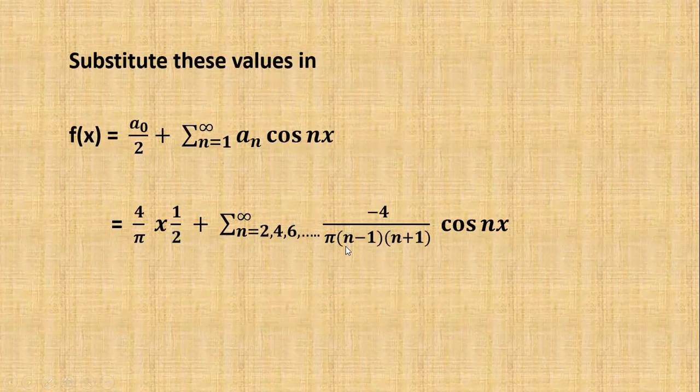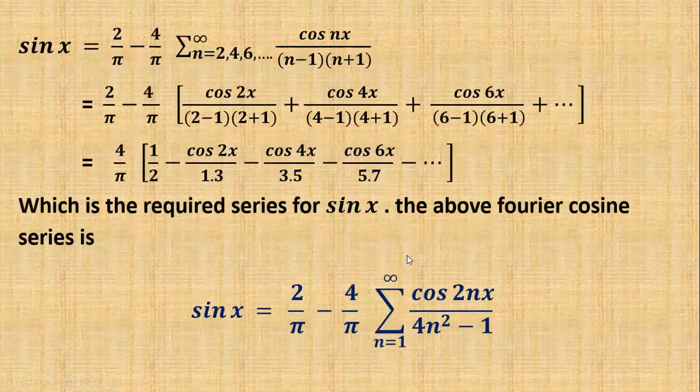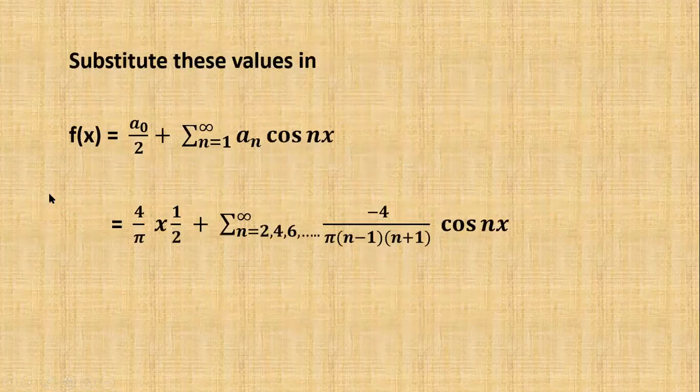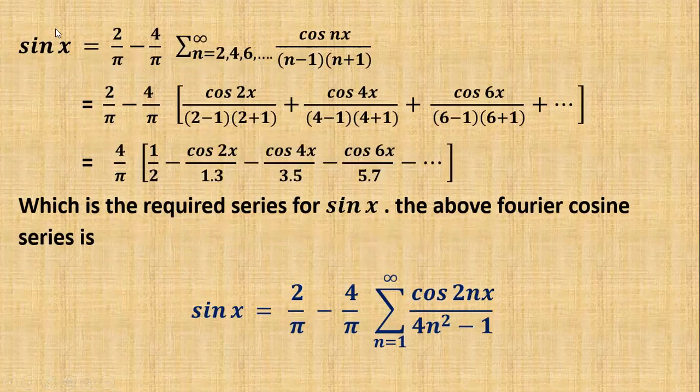an is minus 4 by pi into n minus 1 into n plus 1 into cos n x. So here f of x is equal to sin x. Here the 2 cancels, 2 by pi. f of x is equal to sin x, which is equal to 2 by pi into minus 4 by pi into summation n is equal to 2, 4, 6 and so on to infinity into cos n x by n minus 1 into n plus 1.